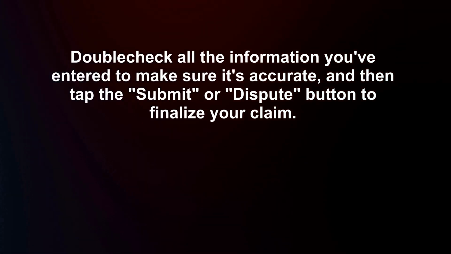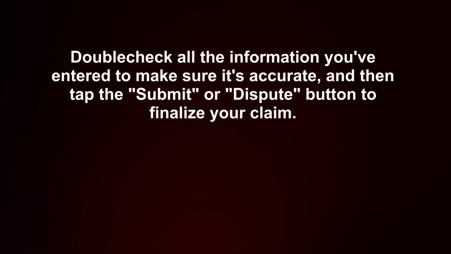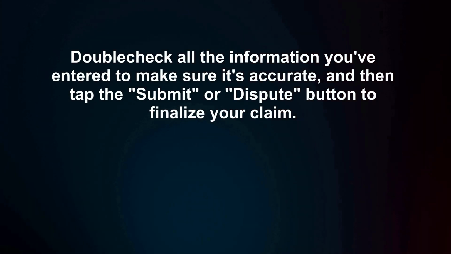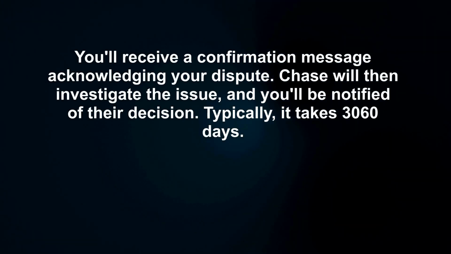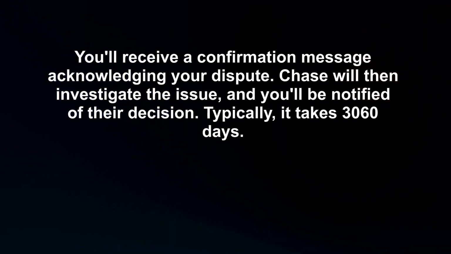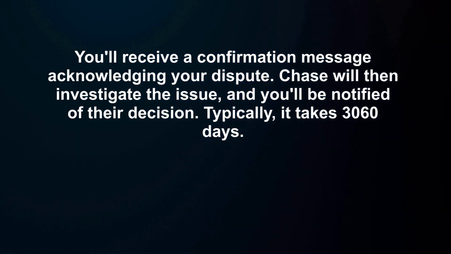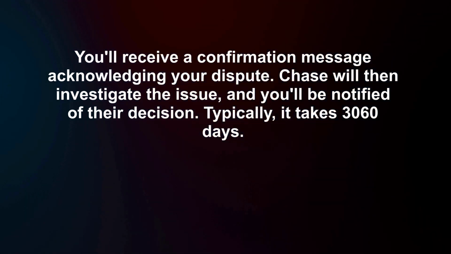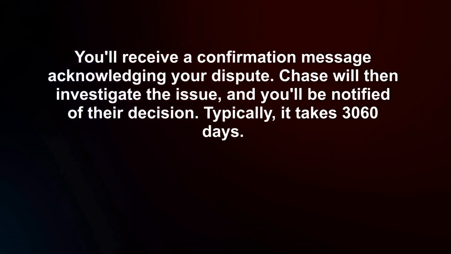Double-check all the information you've entered to make sure it's accurate, and then tap the Submit or Dispute button to finalize your claim. You'll receive a confirmation message acknowledging your dispute. Chase will then investigate the issue, and you'll be notified of their decision. Typically, it takes 30 to 60 days.